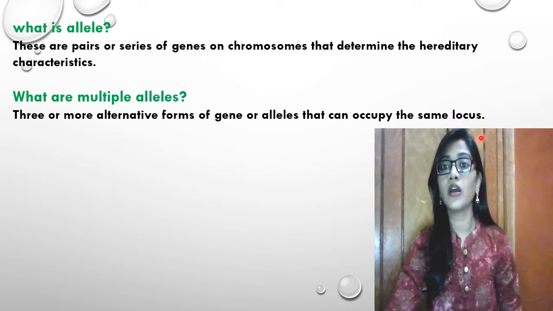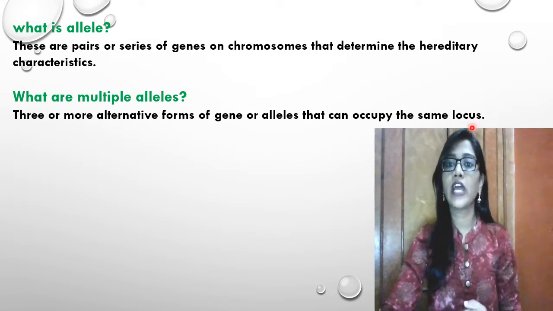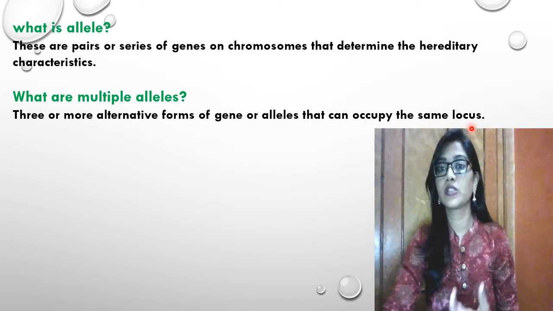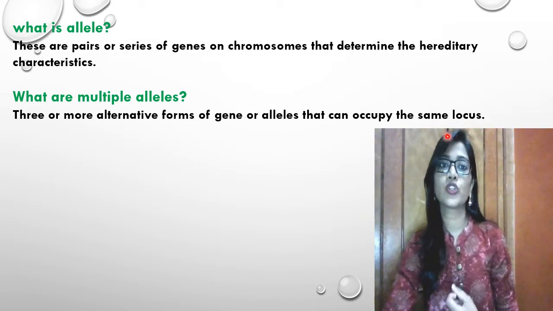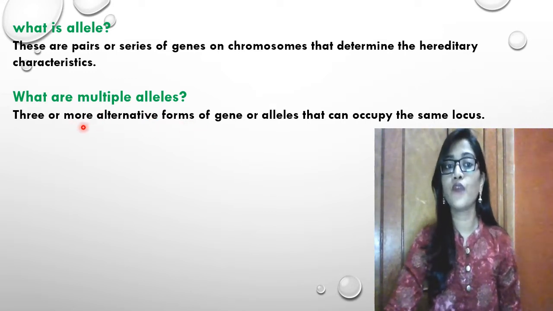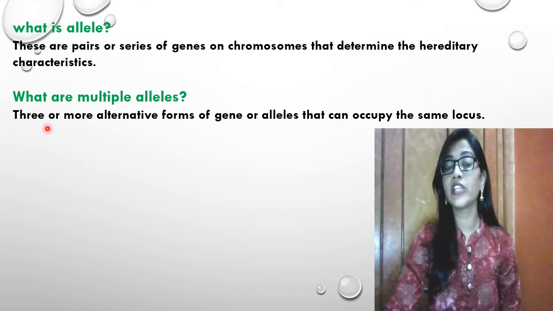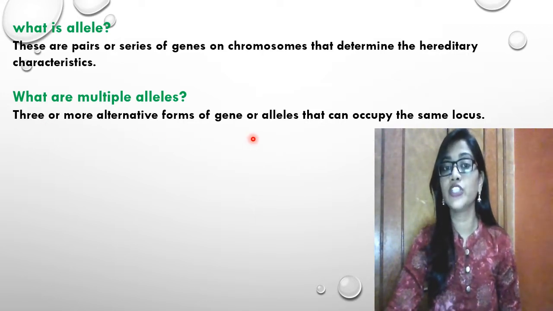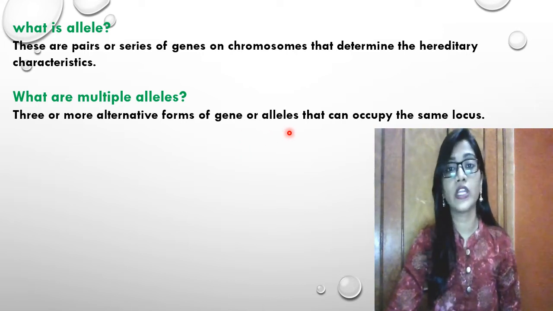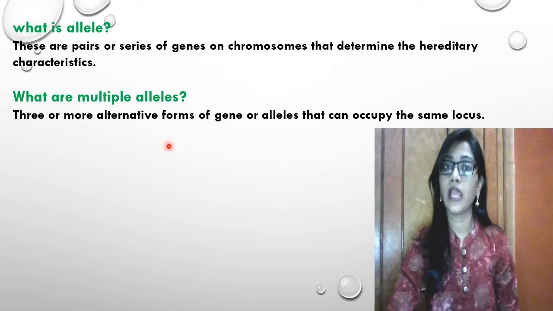Locus means nothing but the position of that gene, where that gene is located. So we are talking about the loci, that is, the position of that gene. When many alternative forms, here we are talking about not only two but three or more alternative forms of a gene, or alleles, occupy the same position on the chromosome, then that phenomenon is known as multiple alleles.